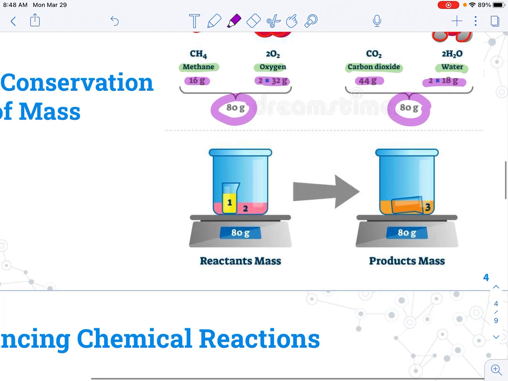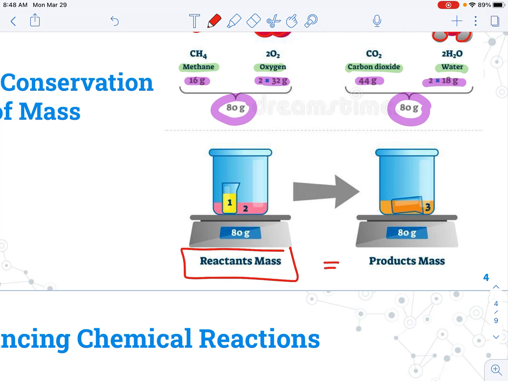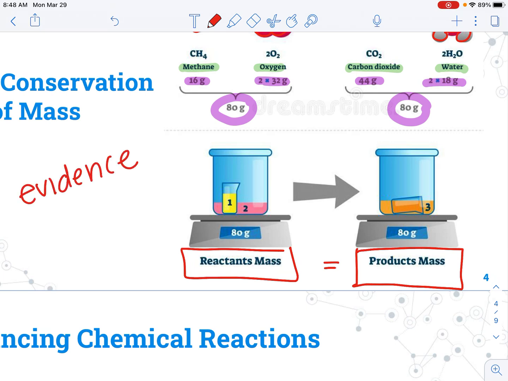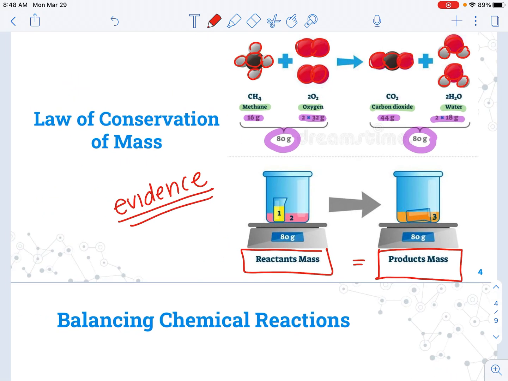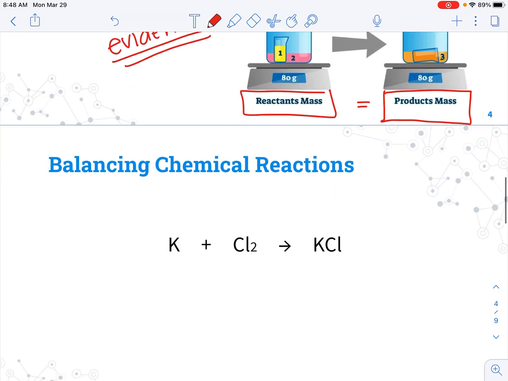So here you can see the mass of the reactants is always going to be equal to the mass of the products when I run reactions. That is our evidence for the law of conservation of mass. If I do not have equal mass at the end, then I have to question whether that reaction fully occurred, or if I might have produced a gas and didn't measure it at the end, or if something escaped, etc. Which leads us to this idea of balancing chemical equations.